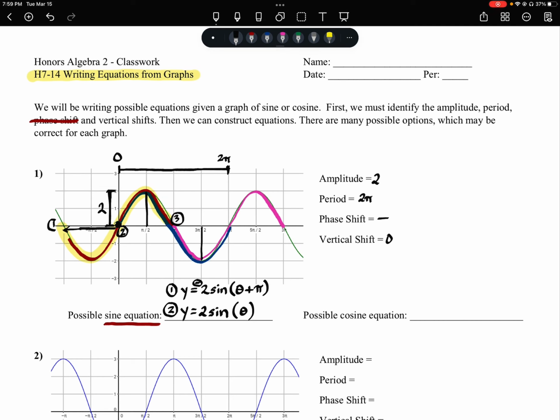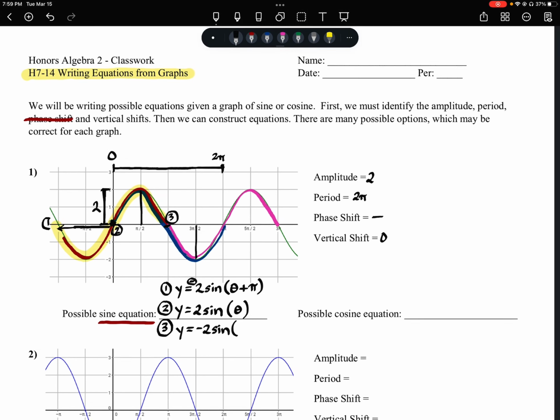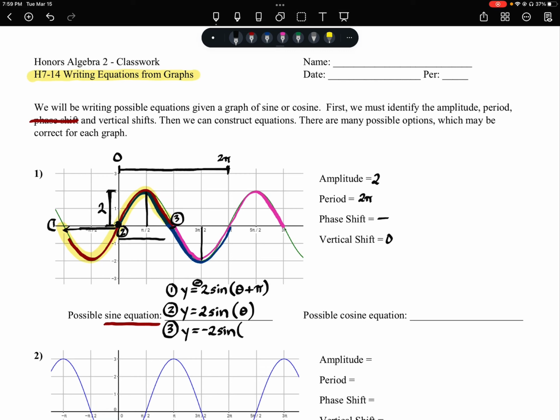And then our third one, we've got, looks like it's another negative 1. Amplitude hasn't changed, so we know this is going to be y equals negative 2 times the sine. And in this case, since we are shifting to the right this way, looks like pi units, we'd say theta minus pi, and then we don't need a vertical shift. So those 3 equations should all give us the same graph.